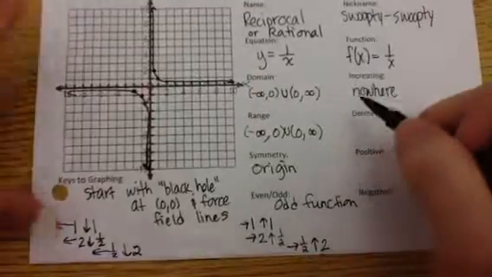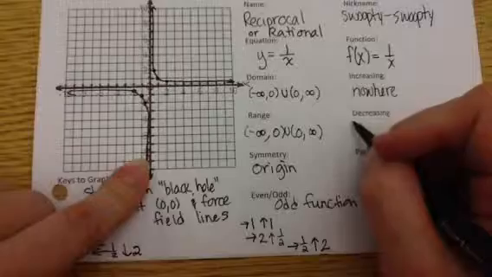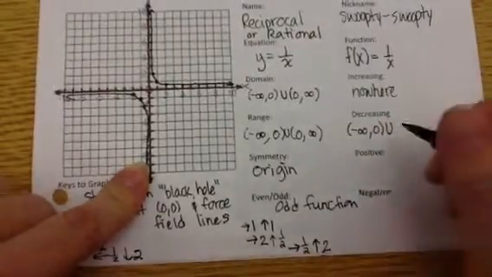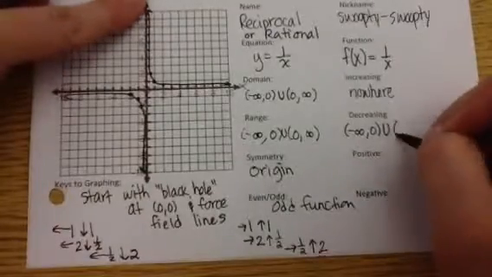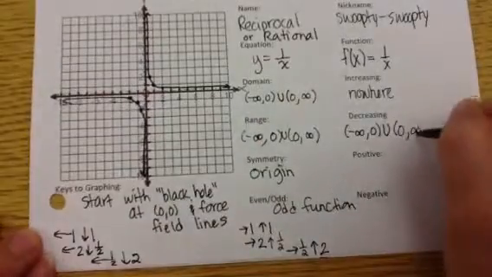Now with the decreasing, it's decreasing from -infinity up to 0. But at 0, it's not decreasing. So we skip over and we start up again. Skipping over 0, it decreases all the way back out to infinity.